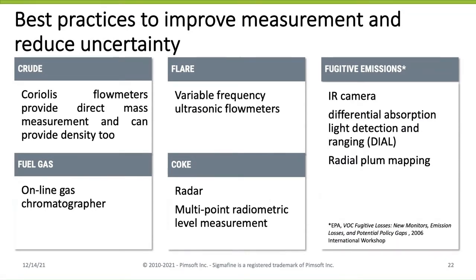So, for example, for crude, Coriolis flow meters provide direct mass measurement, and sometimes they also give you the associated density. These are two critical parameters, as the crude flow rate determines the flow rate and the performance of a refinery. So having the associated density also will provide better information on the overall feedstock information. So we work on the inputs.